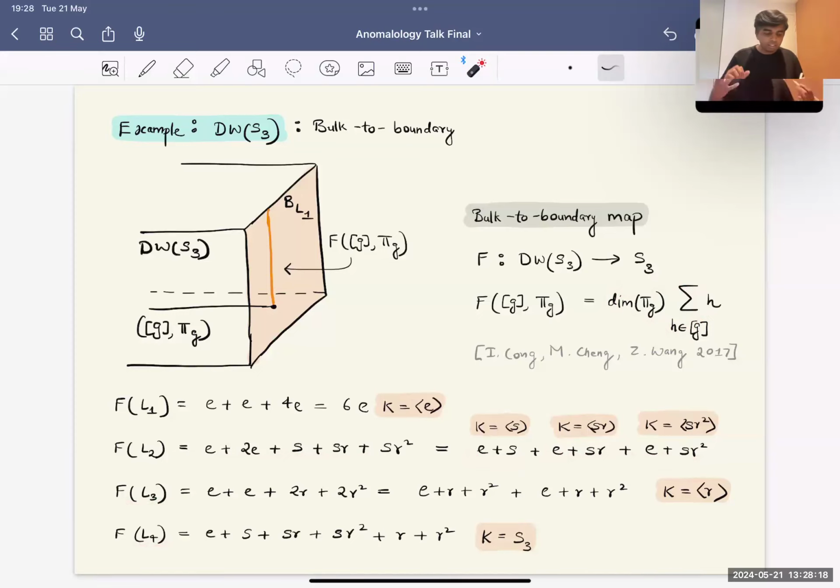So what do we see? For L1, you just get 6 copies of E. So this is like 6 copies of the trivial subgroup that we know we can gauge. If you apply F to L2, you get E plus S, E plus SR, and E plus SR square, which give you the 3 Z2 subgroups of S3. If you apply it to L3, you get E plus R square, E plus R square. So 2 copies of this Z3 subgroup. And if you apply F to L4, you get the full group.